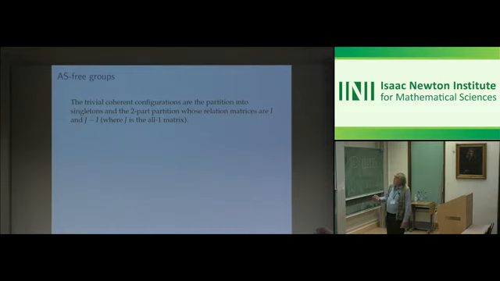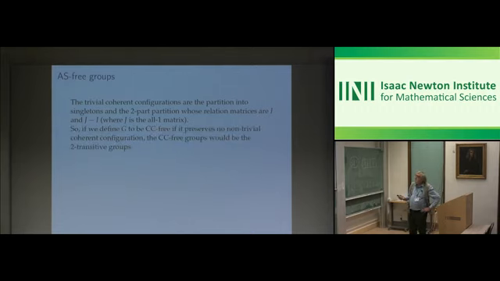Okay, so what are the trivial coherent configurations? Well, there's the partition into singletons, and there's the two-part partition where the relations are the identity and everything else. So equality and inequality, if you like to put it that way. So that's the one at the top, and the one at the bottom is where all the parts are singletons. So those are the trivial coherent configurations. So we can define a group to be CC free if it preserves no non-trivial coherent configuration. What are the CC free groups?